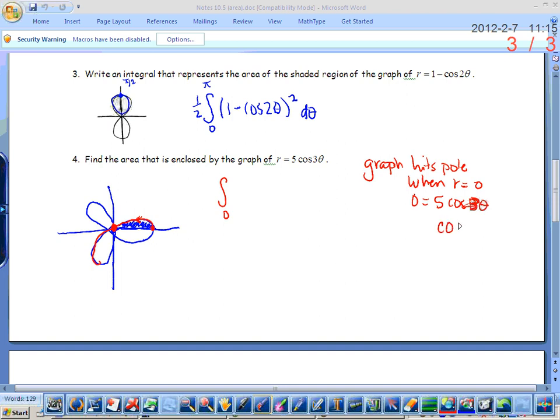So if I divide both sides by 5, I get the cosine of 3 theta equals 0. What angle has a cosine of 0? Pi over 2 and 3 pi over 2.